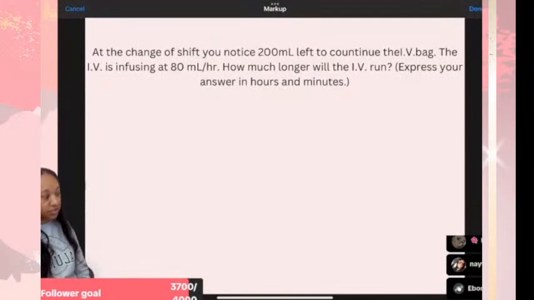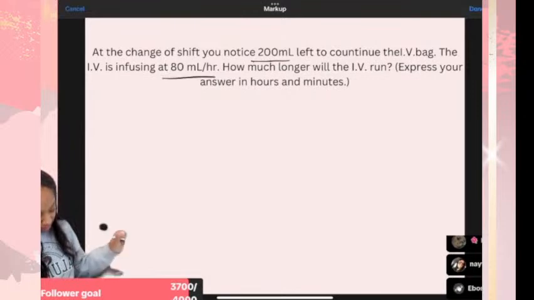So let's see, at the change of shift, you notice 200 mLs left to continue the IV bag. The IV is infusing at 80 milliliters per hour. How much longer will the IV run? Express your answer in hours and minutes. Okay, so we're looking for time. So hours and minutes, okay? So we have 200, and it's going at 80 milliliters per hour.